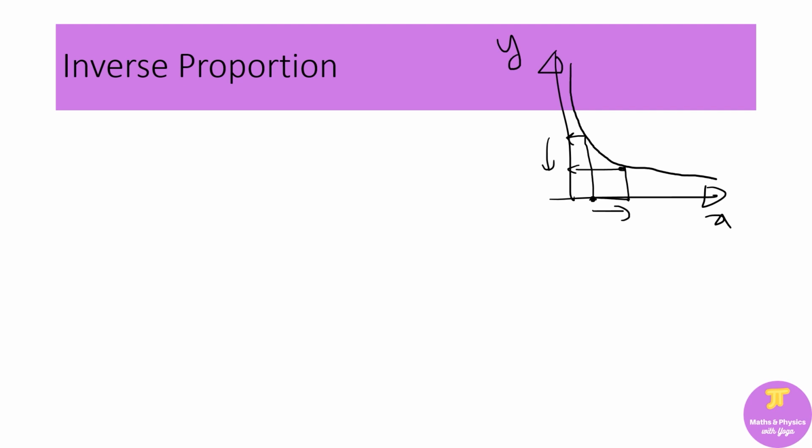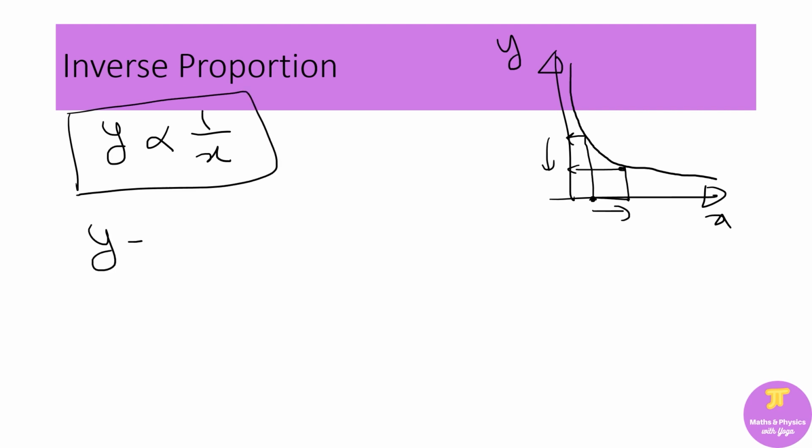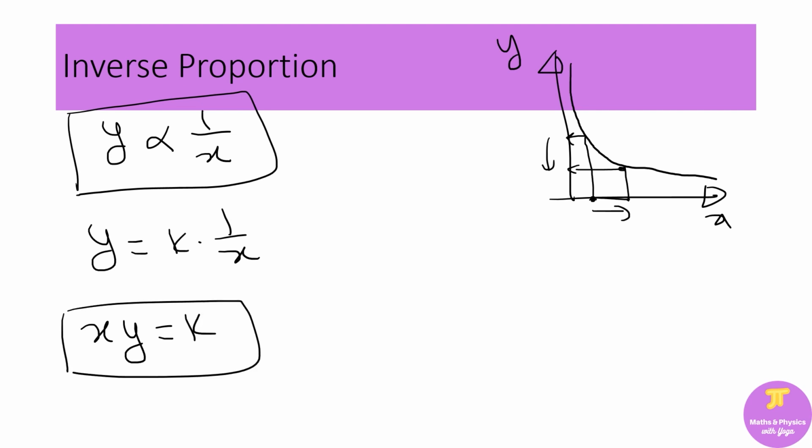So how can you denote that? You can denote it like this: y is proportional to 1 over x. This is inverse proportion, which means if x doubles, y halves. Again we can convert this into an equation like y equal k times 1 over x. Or in other words, you can rearrange this equation as x times y equals k. When x times y equals k, the graph looks like this. When x increases, y should decrease.